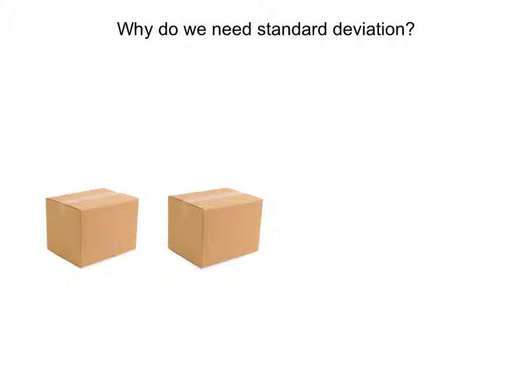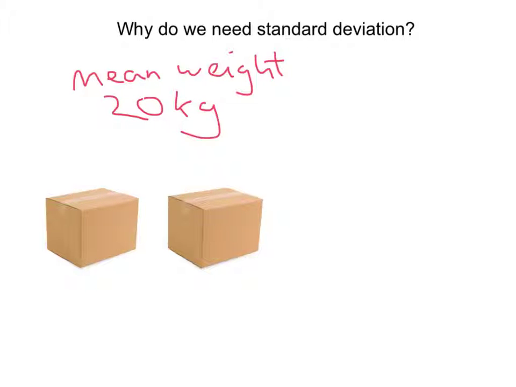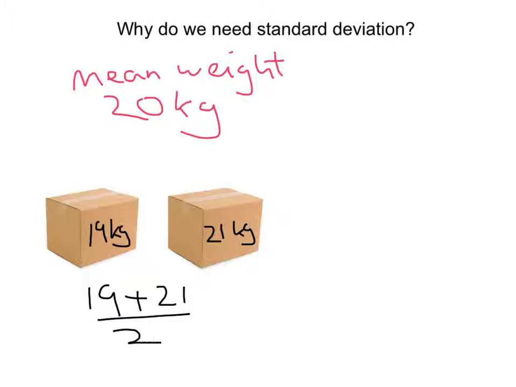Let's say you're working for a removals company and you've been told that the mean weight of the boxes that you're going to lift is 20 kilograms. It might be you go along and there are two boxes, one of them is 19 kilograms and the other one is 21 kilograms. If we find the mean of that, we've got 19 plus 21 divided by 2 gives us our 20 kilograms.